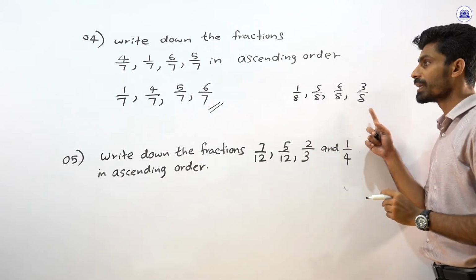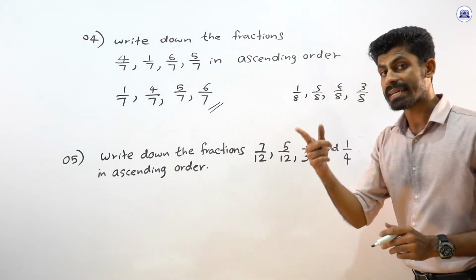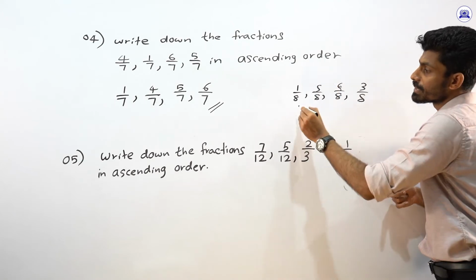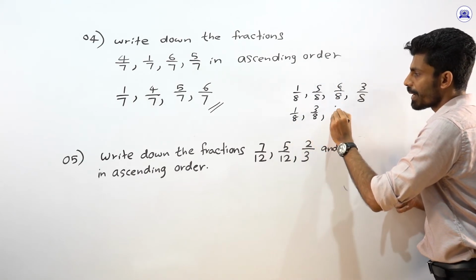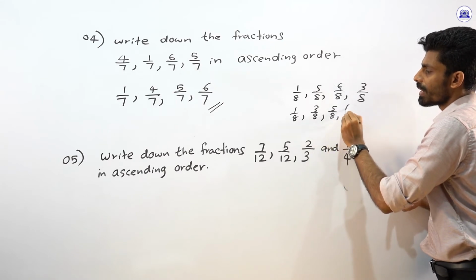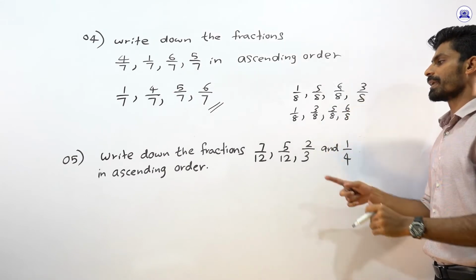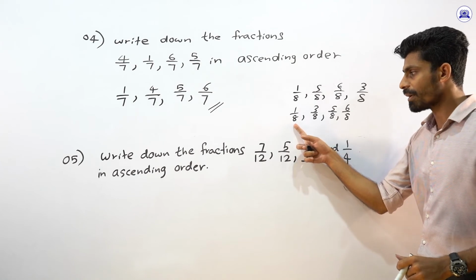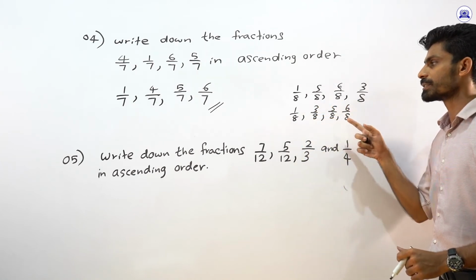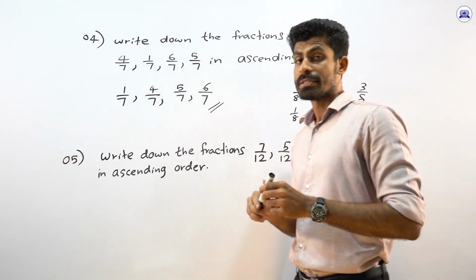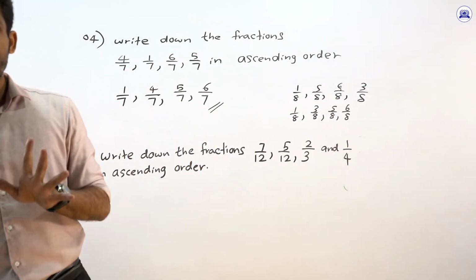If you need to arrange this into ascending order, 1 over 8 is the first one, 3 over 8 is the second, 5 over 8 is the third, 6 over 8 is the fourth. This is the smallest one, then 1 over 8, 3 over 8, 5 over 8 and 6 over 8. So you can arrange that into ascending order. That one is very easy.